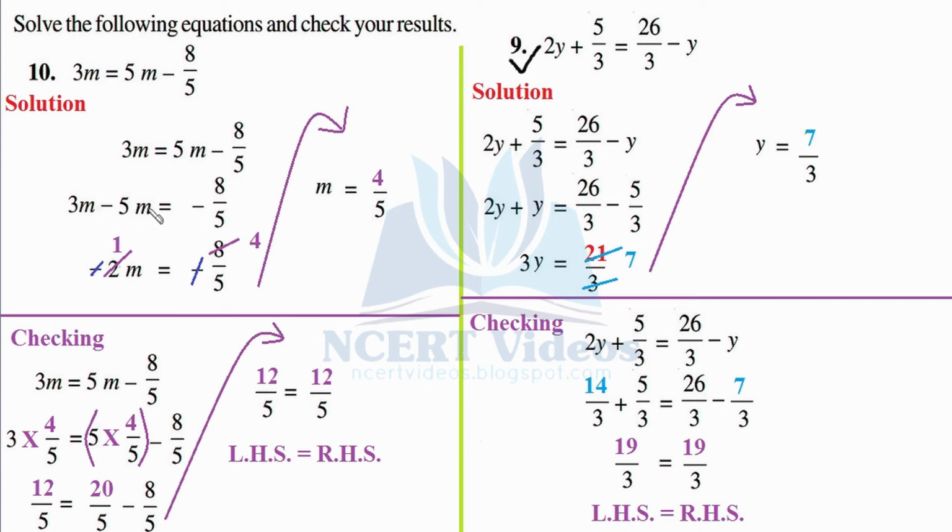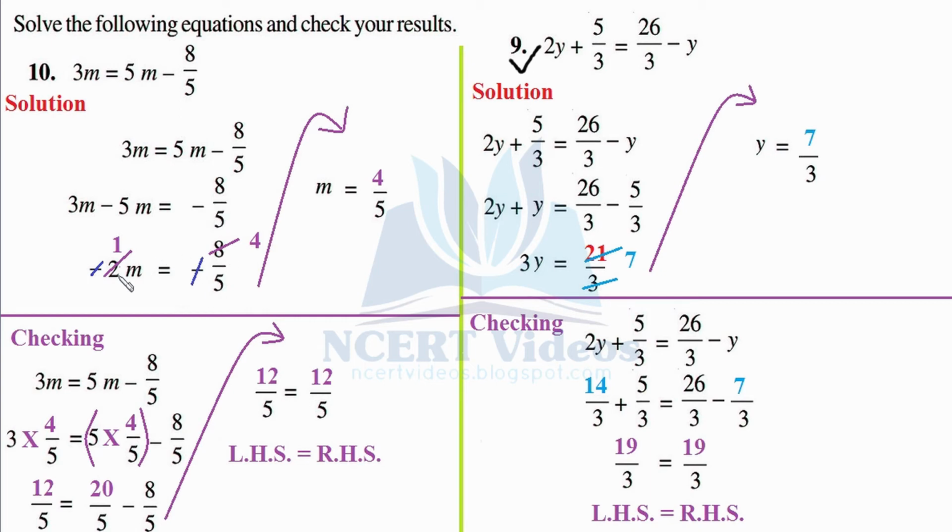We can solve it because it has the same variable. We are going to subtract the coefficients because here we have positive 3, here we have negative 5. So we subtract them and the sign comes of the greater number. So 3 minus 5 is 2 and the sign comes of the greater number, that is 5. So we have solved it as minus 2m equal to as it is. On the right hand side we have minus 8 over 5.